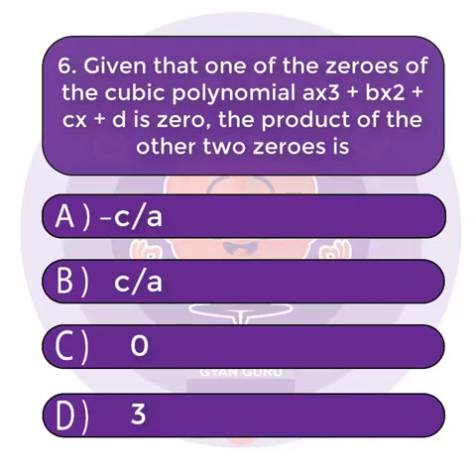Given that one of the zeros of the cubic polynomial x³ + bx² + cx + d is 0, the product of the other two zeros is: a. −c/a, b. c/a, c. 0, d. −b/a.